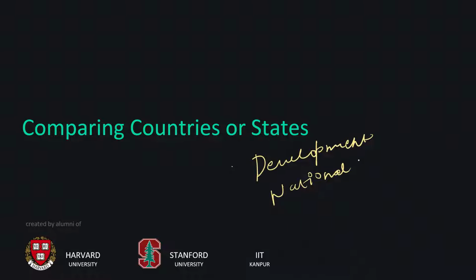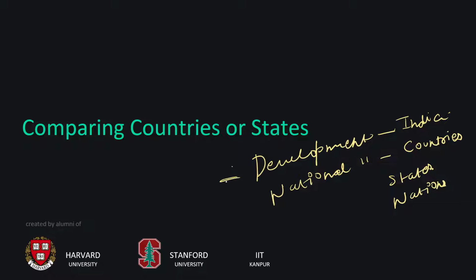In development, we consider an individual, whereas under national development, we consider development of countries or states or nations, whatever you call it. Just make sure that whenever you talk about development, it basically means one person. When we mean national development, it basically includes our entire country, our entire state, our entire nation.